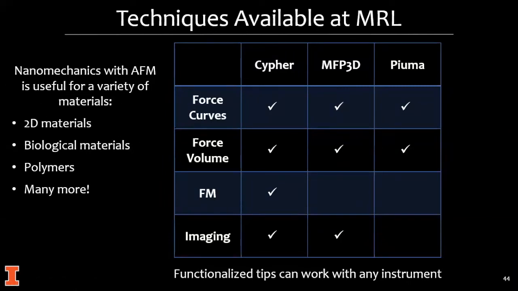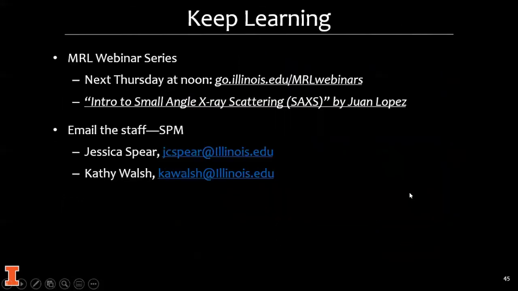Okay. So I've showed you a variety of examples, and I hope that you feel inspired to try these yourself if you are going to do them at MRL. We have two types of AFM: a Cypher and an MFP3D. You can do all these force measurements as well as the colloidal probe measurements on the Puma. If you are interested in force mapping, you need to use the Cypher. And if you want corresponding images to the force measurements, you have to use the AFM. So with that, I hope you come back next week for the Intro to Small Angle X-ray Scattering talk by Juan Lopez. And with that, I'll take any questions.